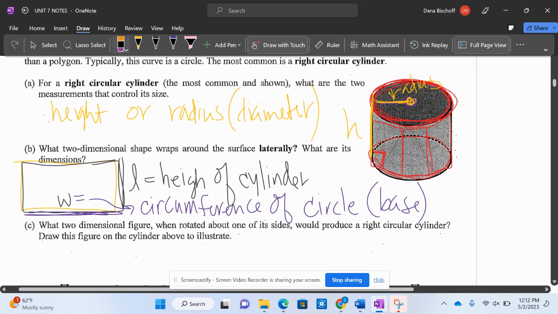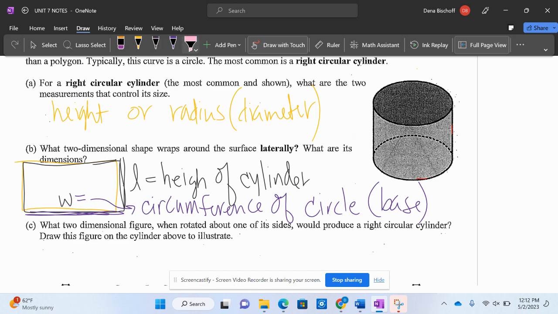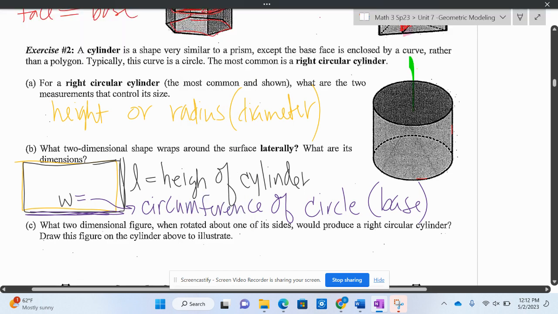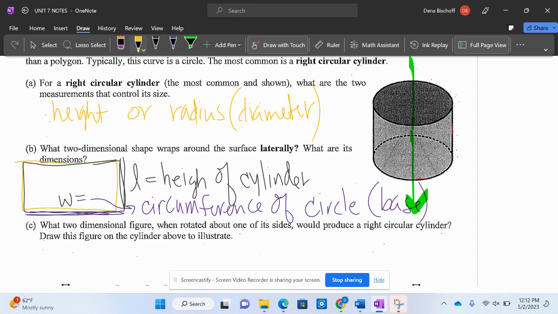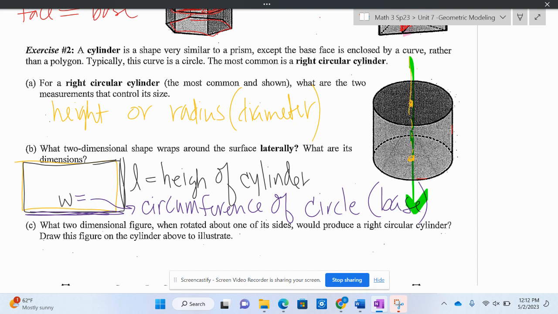So I'm going to erase my drawings on my radius for a second, because question C says, what shape, if you rotated it about one of its sides, would make a cylinder? So here's what I'm going to do. I just want you to think of this as a y-axis. Think of this as an XY axis, where this is the place where it comes through the cylinder. So I'm going to dash it right here because it's going through. And then this is also going out the bottom, right?